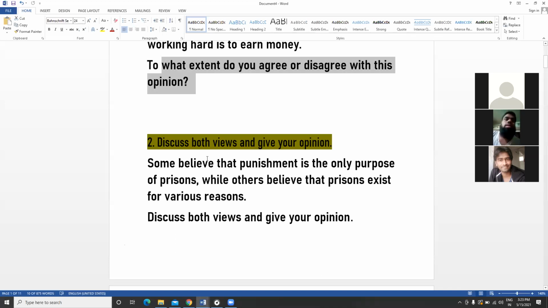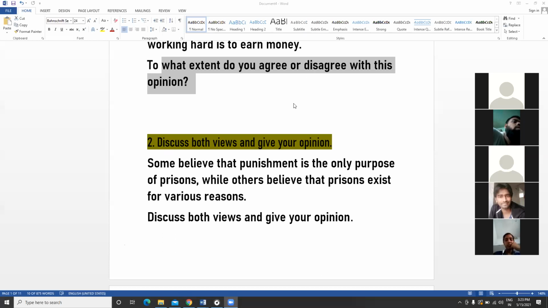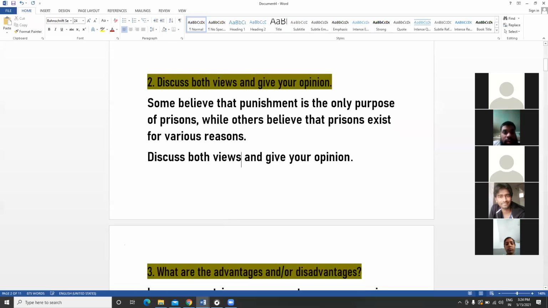Now see this one. Next one. Read this: discuss both views and give your opinion. These kinds of essays are very common. When I ask you to discuss both views, you need to give viewpoint 1, viewpoint 2, and your own opinion. It can be discuss both views, and it can be discuss both views and give your opinion. Both ways it can come in your exam, guys.